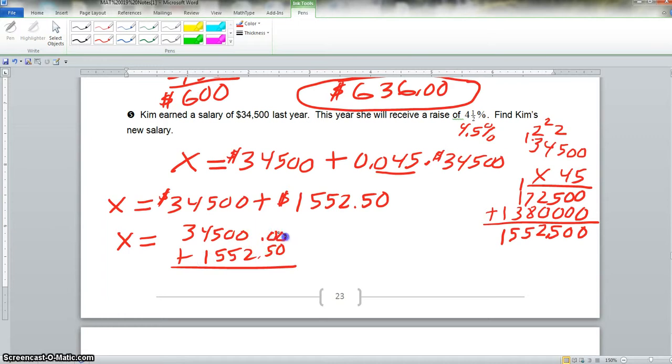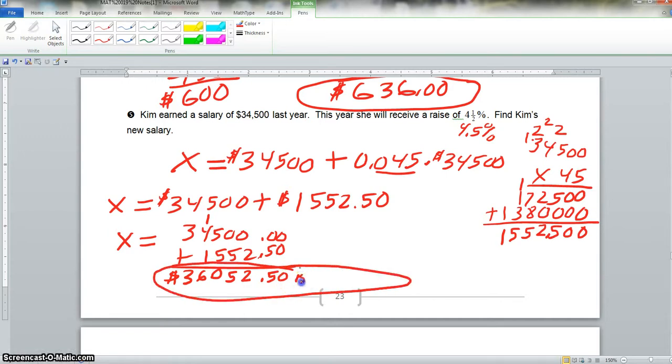We can add a decimal and 2 zeros. So we have our 50 cents. And 0 plus 2 is 2. 0 plus 5 is 5. 5 plus 5 is 10. We will carry our 1. 1 plus 4 is 5. Plus 1 is 6. We'll bring down our 3. So it'll be $36,052.50. And I should write down that is Kim's new salary. And that is the final answer.